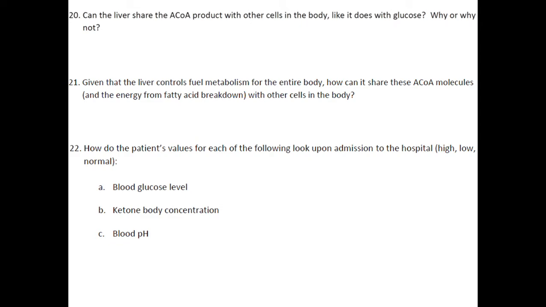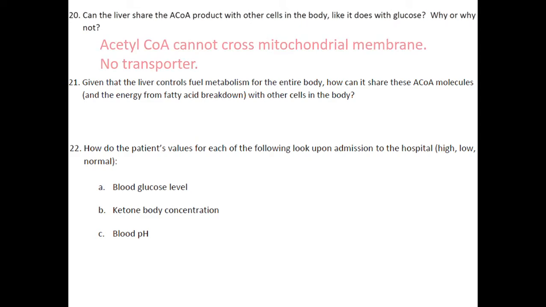So when those two carbons of acetyl are linked with coenzyme A, it's linked with a very big molecule, and therefore it cannot be transported out of the membrane. So acetyl-CoA cannot go across the mitochondrial membrane because there is no transporter for that, and it's too big.